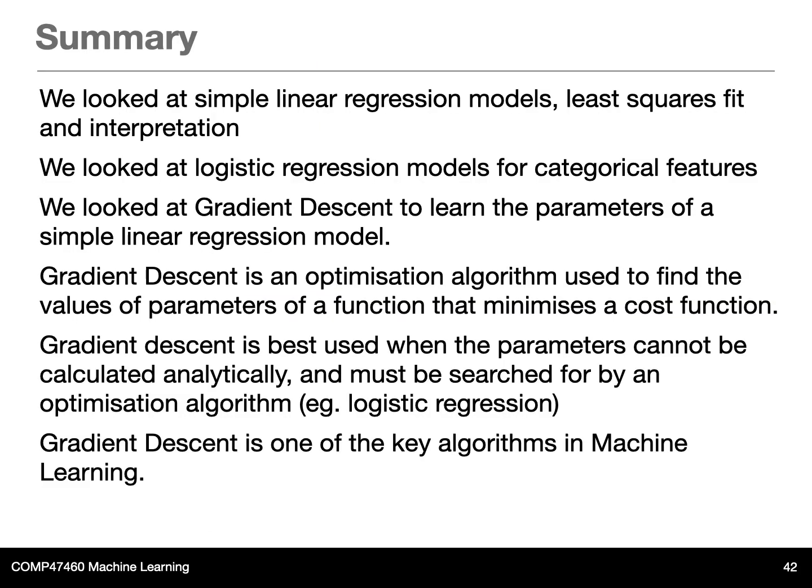And so in summary, in this lecture, we've looked at two regression models: simple linear regression for numerical features, and logistic regression, which is more suitable for categorical features. We've also looked at a general approach to finding the best fit parameters for these models, called gradient descent. This is an iterative algorithm suitable for finding the minimum of a cost function. Our regression models can be cast in the form of a loss function, and we can learn the best fit parameters using gradient descent. You will find that the gradient descent algorithm crops up in many other areas of machine learning.